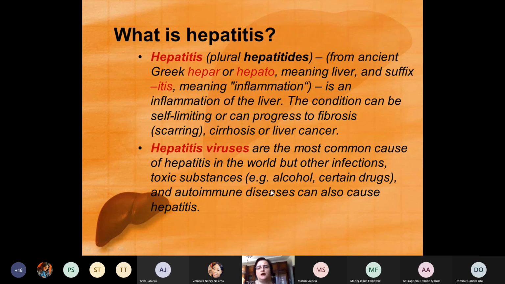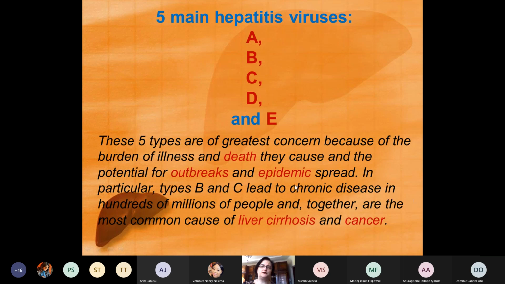Hepatitis viruses are the most common cause of hepatitis, viral hepatitis, in the world. But other infections, toxic substances, for example alcohol, certain drugs, and autoimmune diseases can also cause hepatitis. But viral hepatitis, hepatitis viruses, is the most common influence.